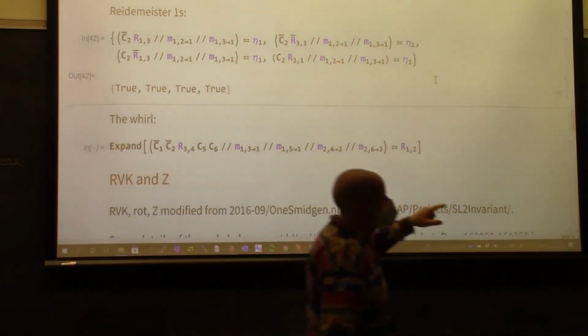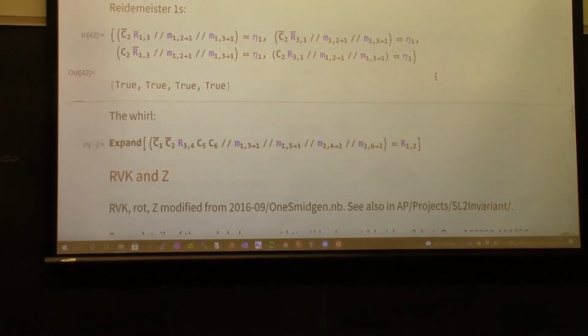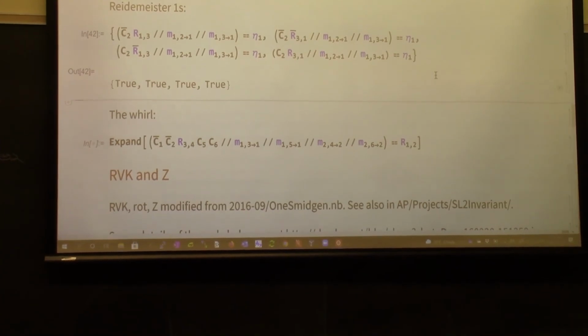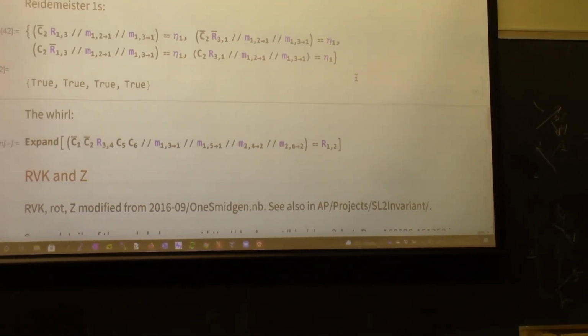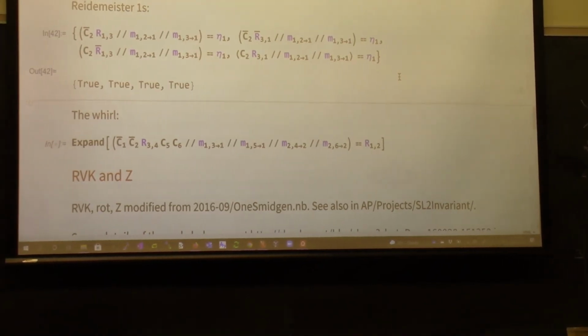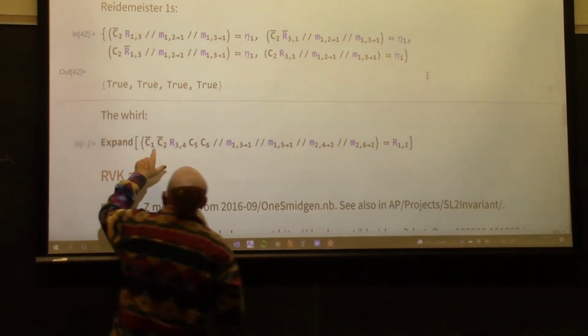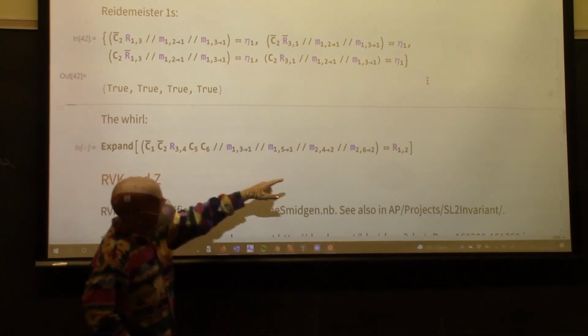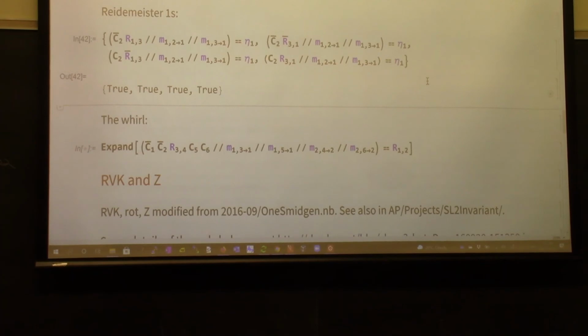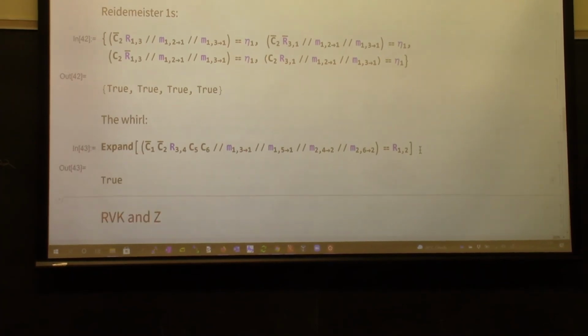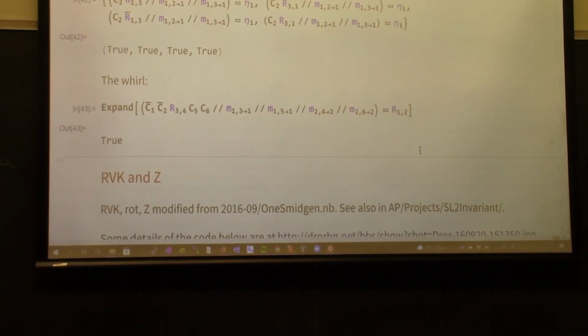And finally, there is the whirl. So the whirl is, where did we write it? Here. So it's basically a C bar, an R, a C, and a C stitched together, and the output should be a single R. So I'm checking, well, this is the left-hand side, the right-hand side is a single R. I hope I made no mistakes, but the computer approves. I'm sorry, I warned you this, I was a bit fuzzy today.